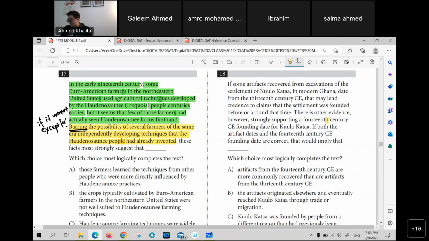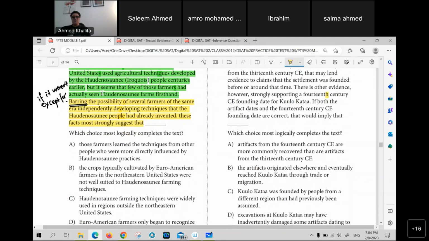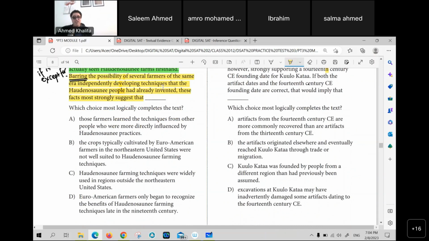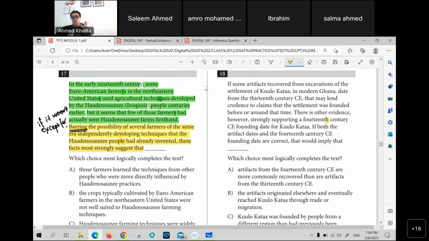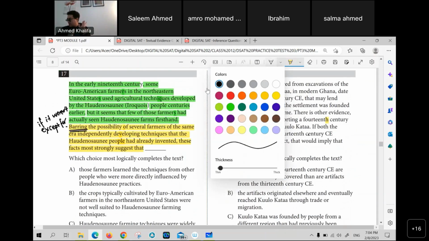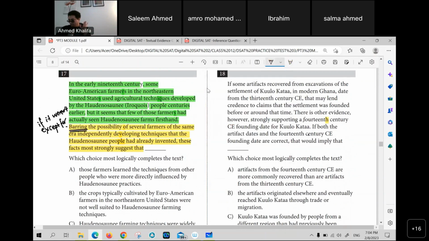Come here now. These facts most strongly suggest that what? Let us come up with a finding, how to complete it, without looking at the answer choices. Can you do it? Who can tell? Don't look at the answer choices. Okay, is it hard? Let's go to the answer choices. Pay attention. See, these are the two parts. This is part number one and this is part number two.